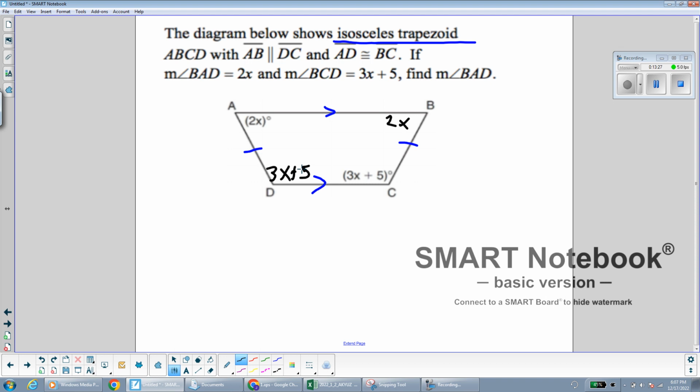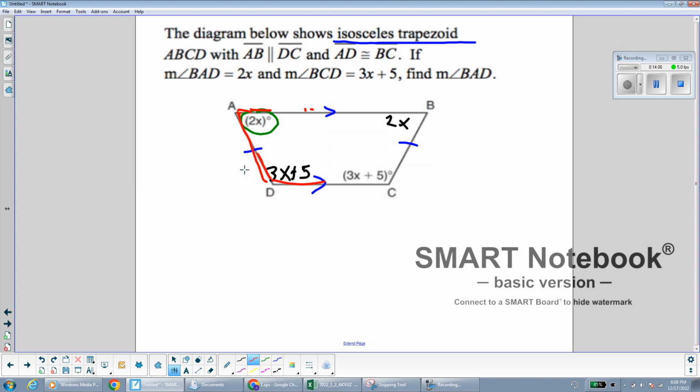If measure of angle BAD is 2x and measure of BCD is 3x plus 5, find the measure of angle BAD. So we are looking for the measurement of this angle over here. Well, since I know that AB and DC are parallel, let me highlight my parallel lines cut by a transversal. Notice how 2x and 3x plus 5, these two angles here in the trapezoid, are same side interior angles, which we know are supplementary when we have parallel lines cut by a transversal.